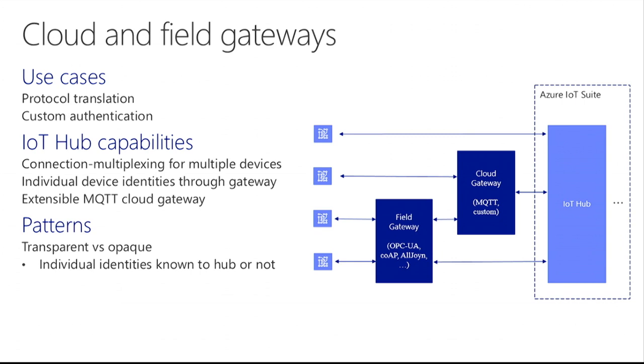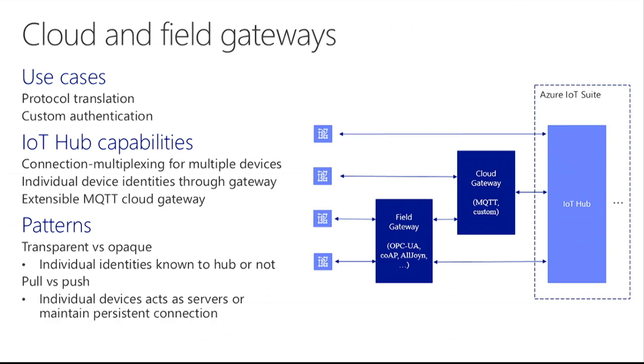An opaque gateway, on the other hand, is a gateway that effectively is masking its downstream devices to IoT Hub. So IoT Hub is only aware of the field gateway identity, and the identity of the other devices that are connected through the gateway are managed at the application level. This case is, of course, also supported, but the IoT Hub then cannot provide services for those downstream devices. They cannot be individually enabled or disabled, and of course the incoming messages cannot be labeled.